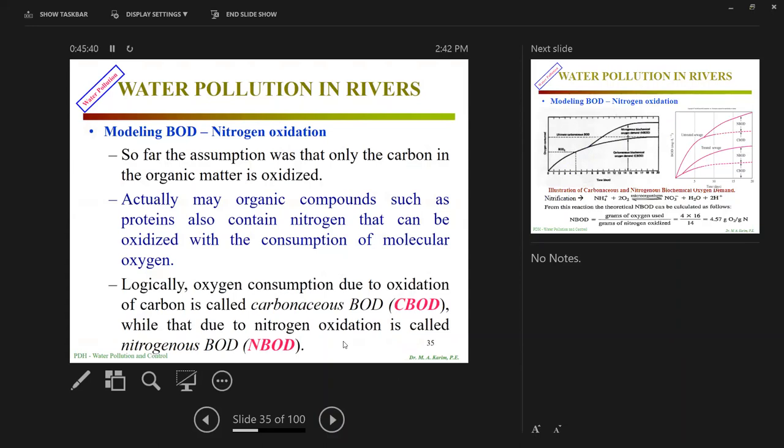The nitrogen oxidation: carbonaceous oxidation and nitrogenous oxidation. So far, the assumption was that only the carbon in the organic matter is oxidized. Actually, many organic compounds, such as proteins, also contain nitrogen that can be oxidized. So oxygen consumption due to oxidation of carbon is called carbonaceous BOD, and that due to nitrogen oxidation is called nitrogenous BOD. Most of the time, CBOD is the standard, but in some cases we may have to do that.